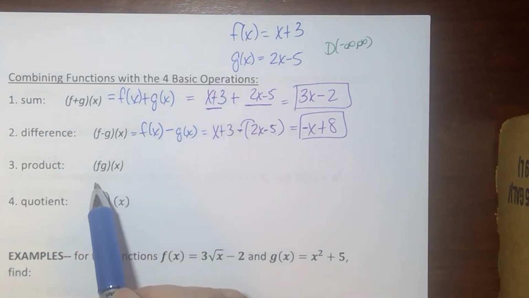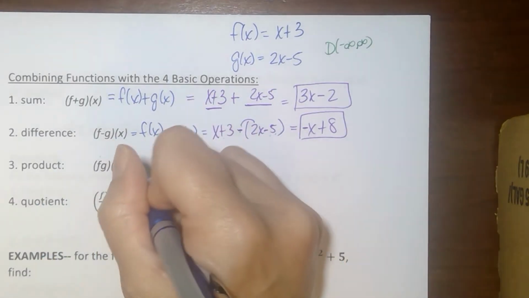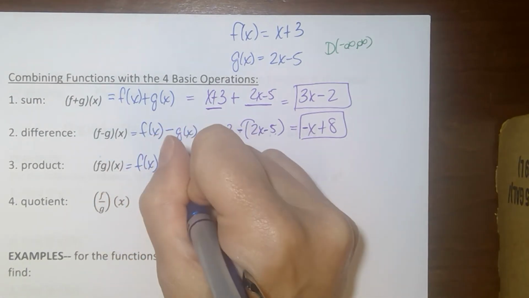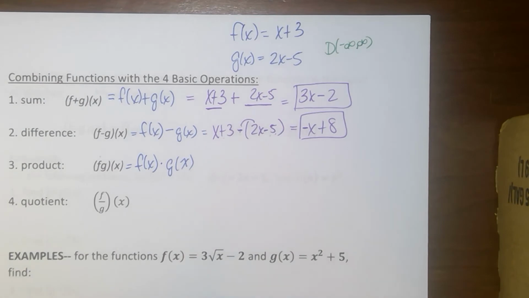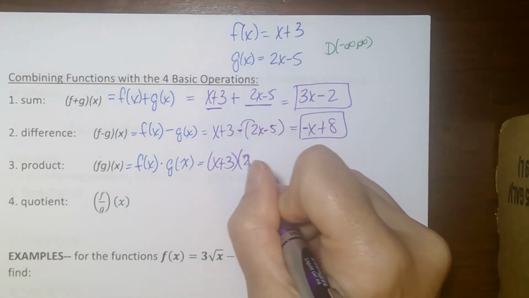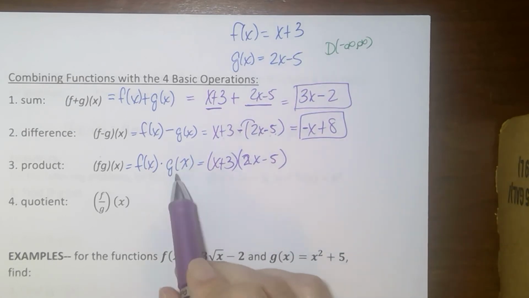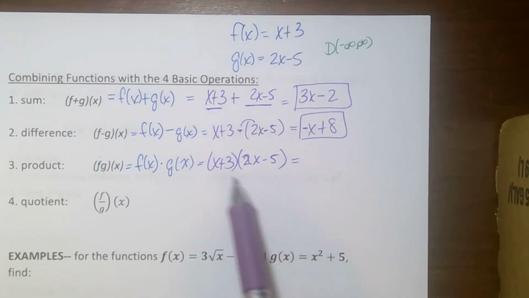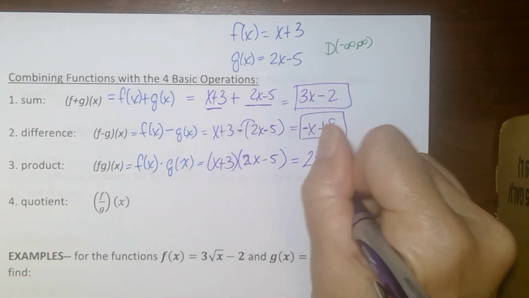The product is the answer to a multiplication problem. F times g of x is the same thing as the function f of x multiplied by the function g of x. A quick caution here: when you're showing multiplication, make sure you do a dot, not an open circle. An open circle is my symbol for composition of functions that we're going to get to next. So if I'm multiplying these two functions together, I would have x plus 3 as f of x times 2x minus 5 as g of x. I'm going to FOIL those together because they are binomial functions. X times 2x gives me 2x squared.